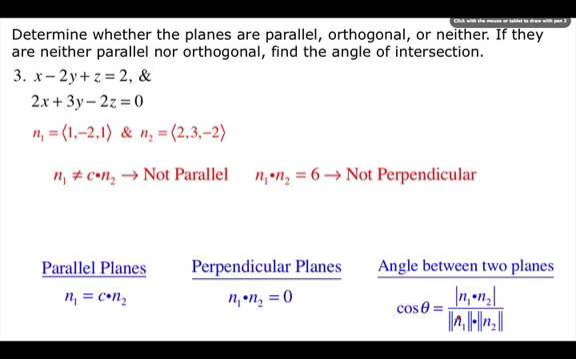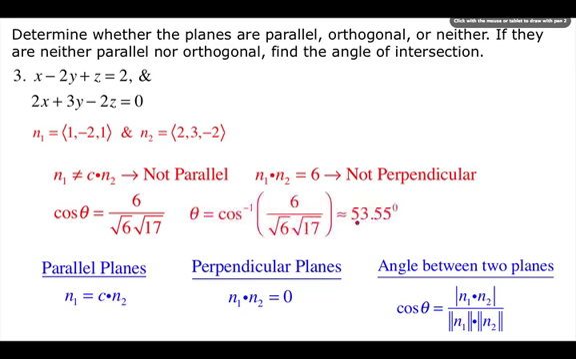So now I'm going to find the angle of intersection of the two planes. So I use cosine of theta. The dot product of these two is 6. The magnitude of both of them, radical 6 and radical 17. Use my inverse function for cosine, and I get 53.55 degrees. Let's move on to the next slide.